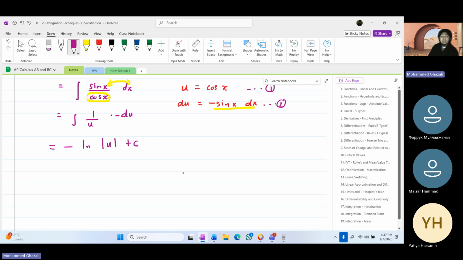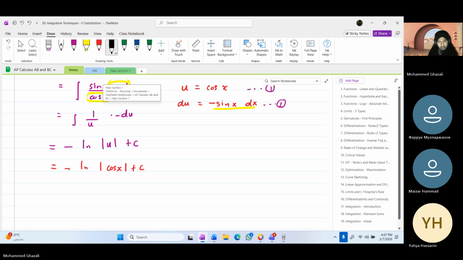Now see how this answer transforms. This answer is negative ln absolute value of u, and u is cos x, plus c. There are multiple ways to write this out. By the rules of logs, you can take this negative up onto the power. So what is ln of a to the power p? It is p ln a. Remember this basic rule here.